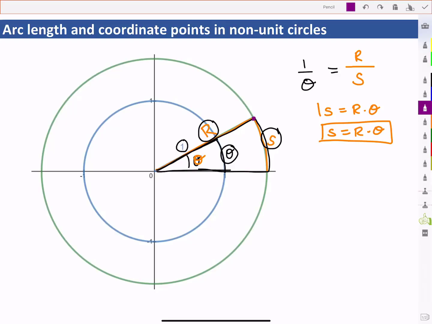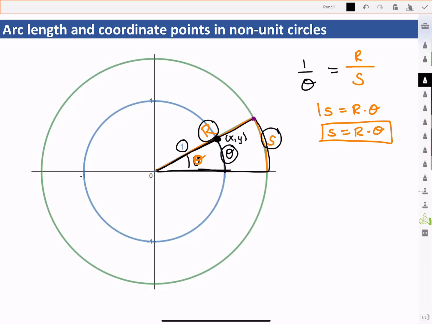In the next video, we're going to practice using this formula for arc length in circles of any size. But before we do that, I also want to remind you that when we're on the unit circle, we can think of points that lie on the circumference of the circle and are located at coordinates x, y. So this coordinate of that point would be x, y.